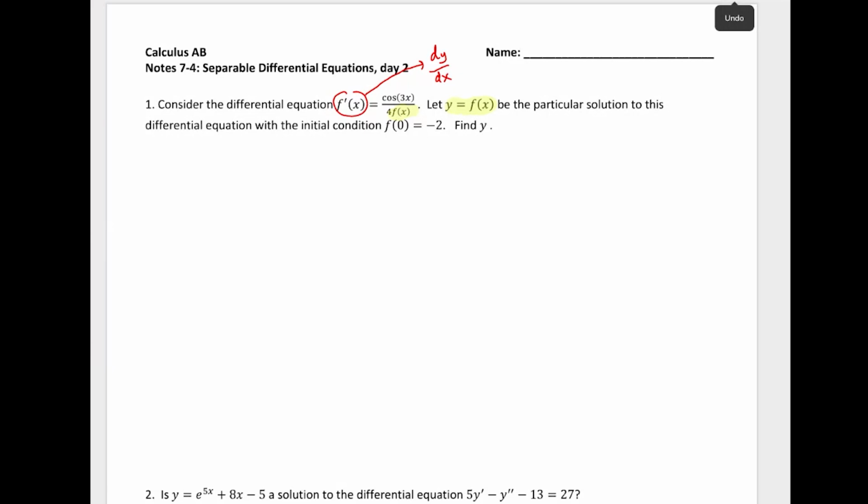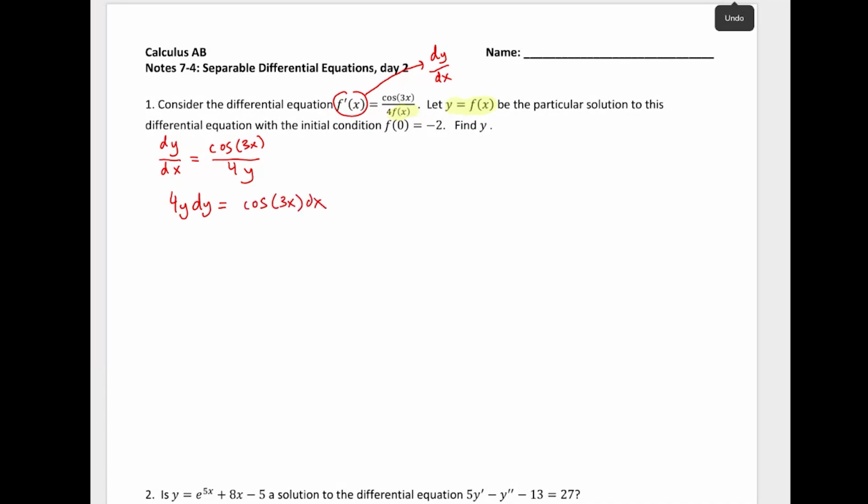Actually, let's just go ahead and rewrite it. It might be easier, instead of trying to do everything in our head here, to rewrite this equation so that it looks more like what we've seen already. dy dx is cosine of 3x over 4y. Okay, so now it looks a little bit more obvious how we're going to work this one out. First, we'll use the cross products property, and we'll get 4y dy equals cosine of 3x dx.